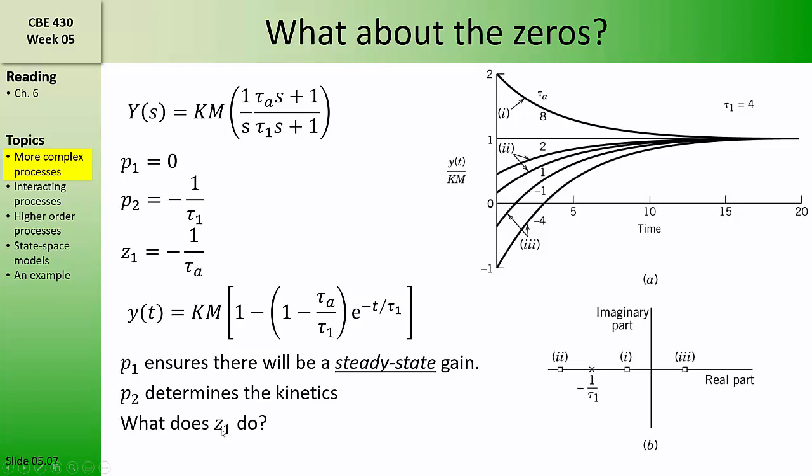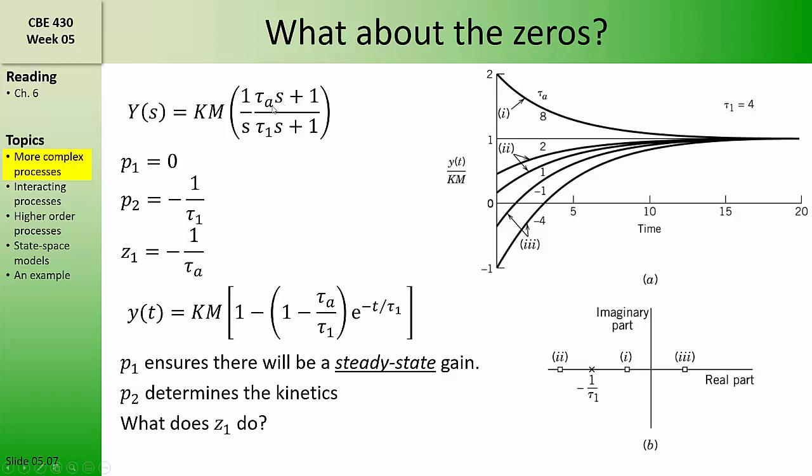We can consider different classes of behavior for how this value of the zero affects the output in the time domain. Here, we've plotted in the complex plane 3 different cases for values of the zero. In case I, the zero is between the origin and the pole at minus 1 over tau 1. For that to be the case, tau a must be larger than tau 1. All of the cases shown here are plotted for tau 1 equals 4. So we chose a tau a of 8.